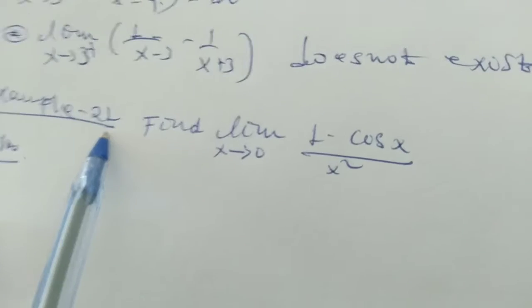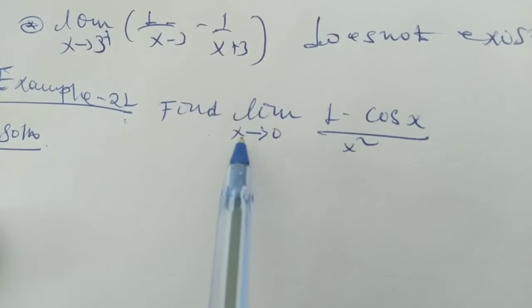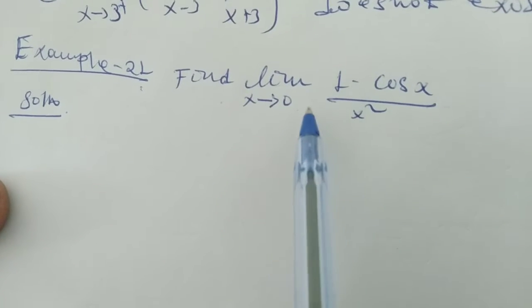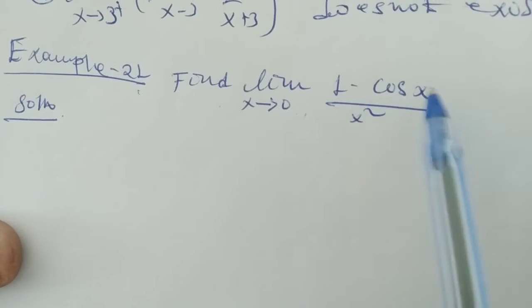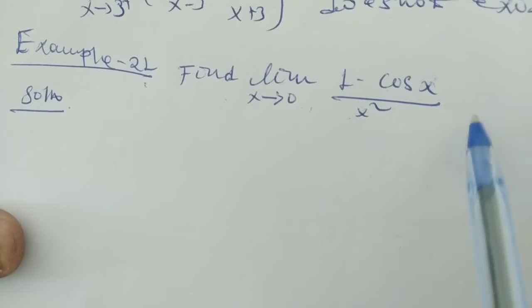Okay, example 21: find the limit of 1 minus cos of x over x square when x goes to 0. Substituting 0, cos of 0 is 1, so 1 minus 1 over 0 gives 0 over 0.